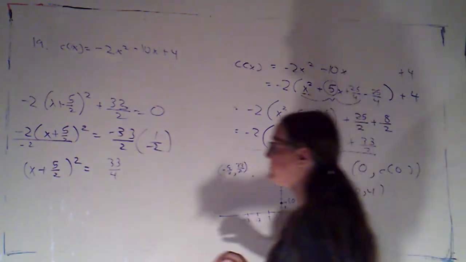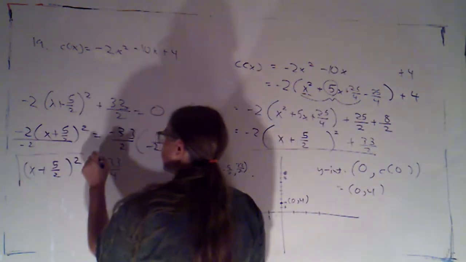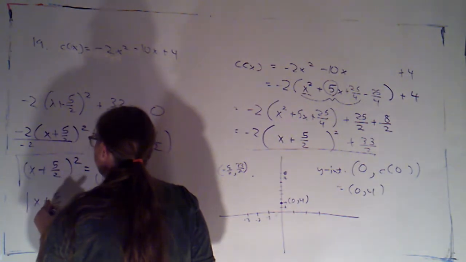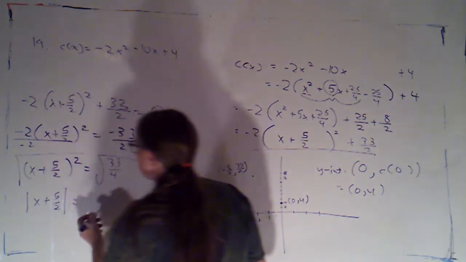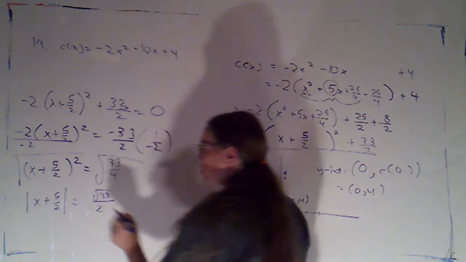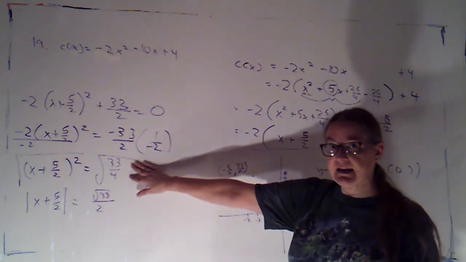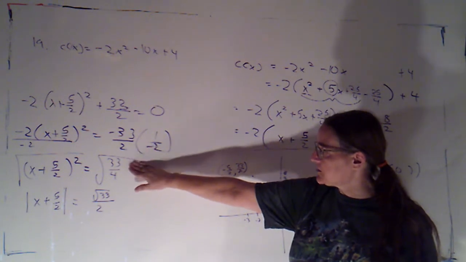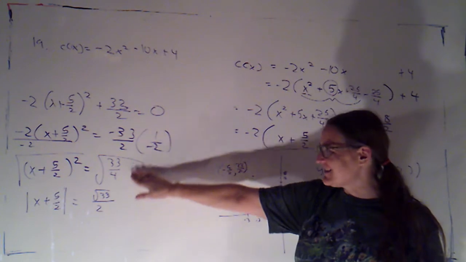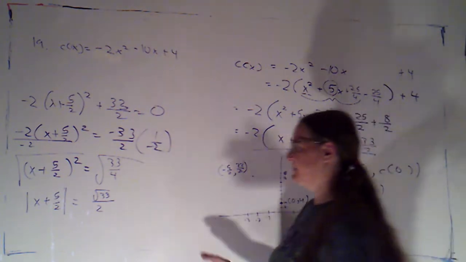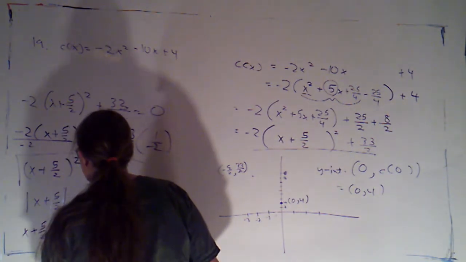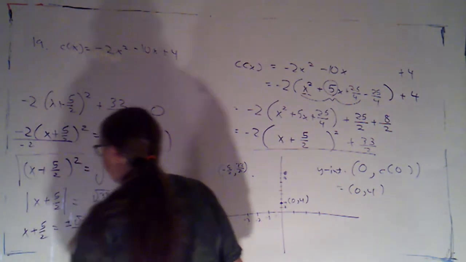So if I take the square root of both sides, we get the absolute value of x plus 5/2 is equal to the square root of 33/4. Remember, when I'm taking a square root, I take the square root of the top and the square root of the bottom. In this case, the top doesn't work out nicely, but the bottom does. Okay. So x plus 5/2 is plus or minus root 33/2.